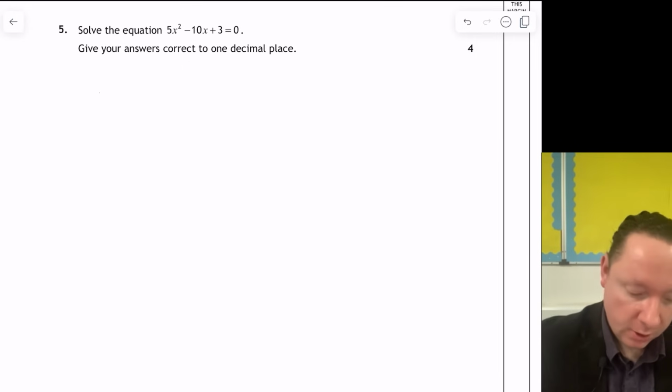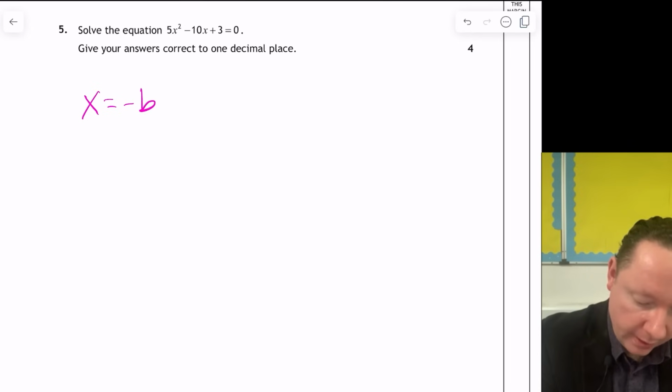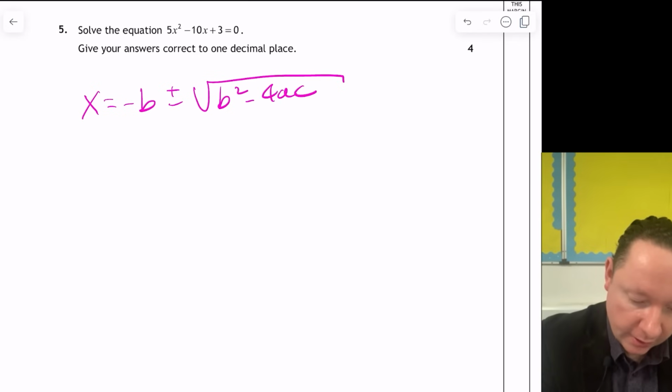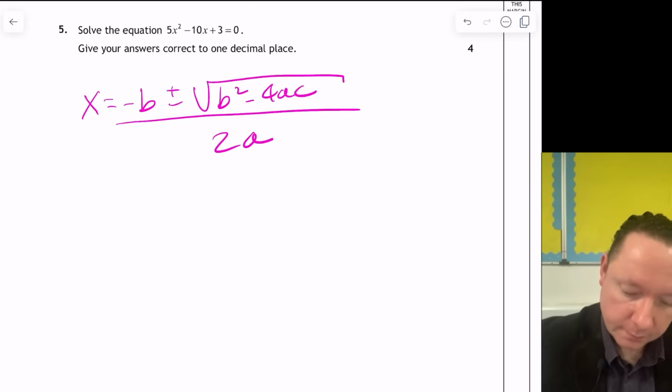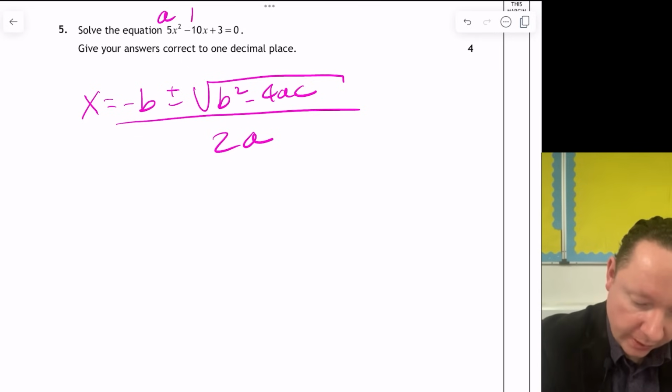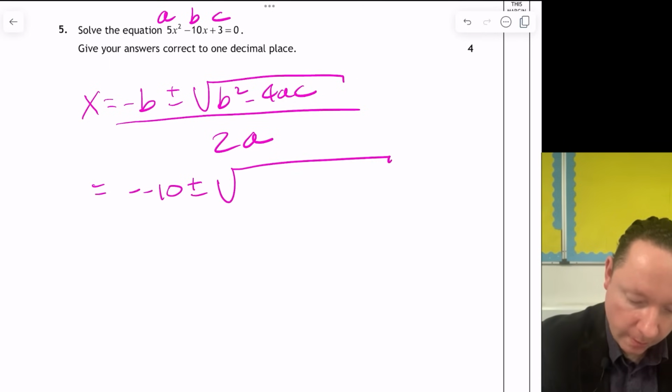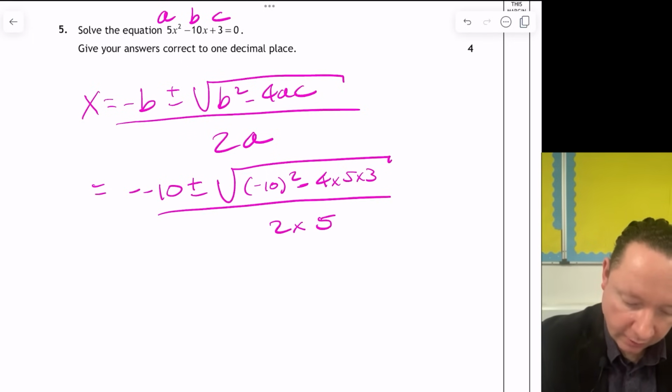So, start of the exam paper, x equals minus b plus or minus the square root of b squared minus 4ac all over 2a. So my a is 5, my b is minus 10, my c is 3. Substituting, minus minus 10 plus or minus the square root of minus 10 squared minus 4 times 5 times 3, all over 2a, which is 2 times 5.